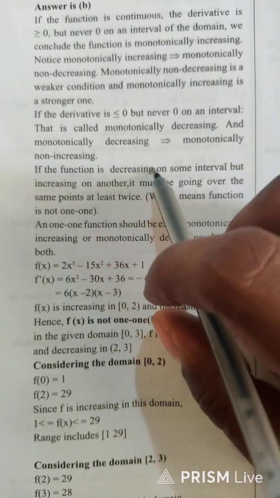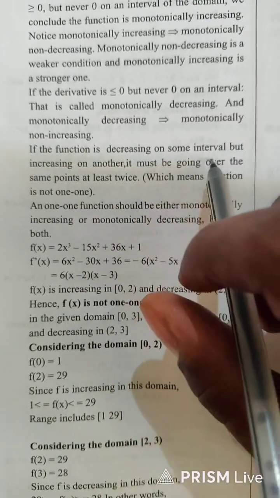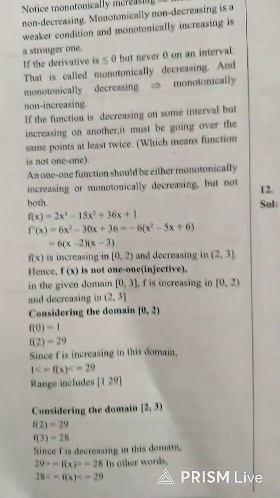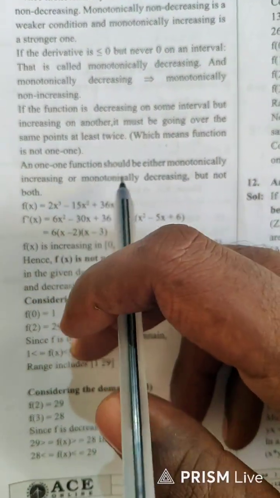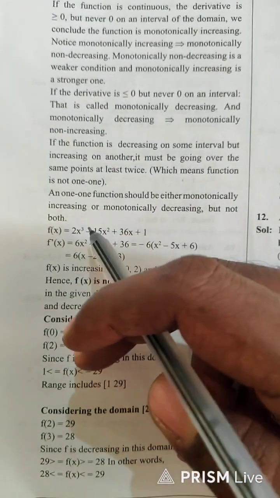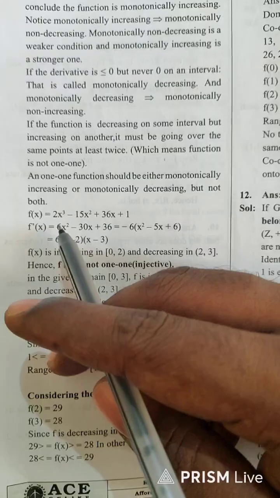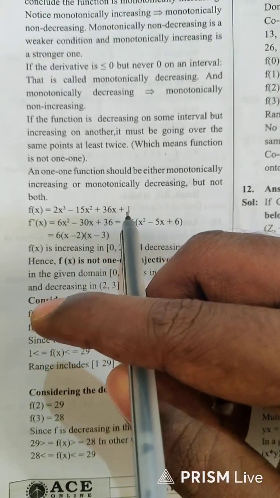If the function is decreasing on some interval but increasing on another, it must be going over the same points at least twice, which means the function is not one-to-one. A one-to-one function should be either monotonically increasing or monotonically decreasing, but not both. f(x) = 2x³ - 15x² + 36x + 1.